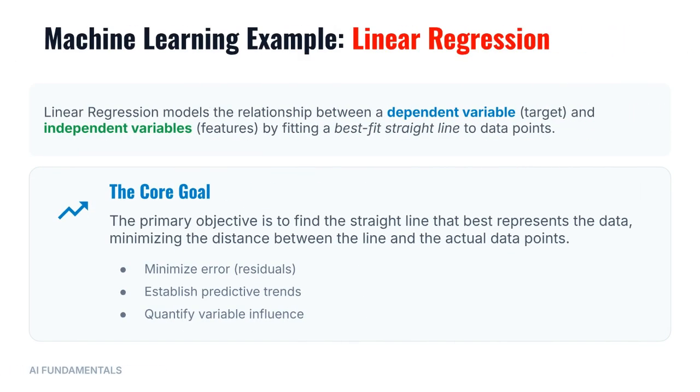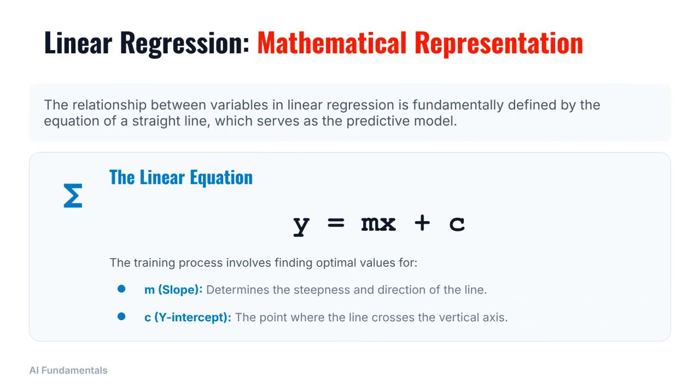Linear regression is an example that models the relationship between a dependent variable and independent variables. The core goal is to find the best fit straight line that minimizes the error between the line and the actual data points. Linear regression uses the straight line equation, y equals mx plus c, as its predictive model. The training process optimizes the values for the slope m and the y-intercept c.